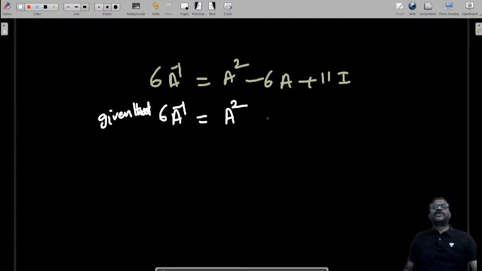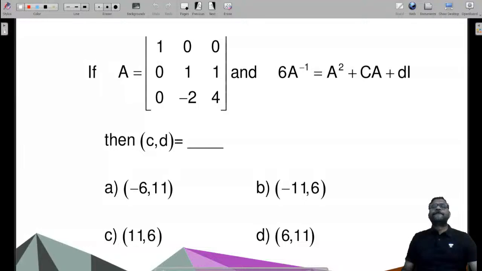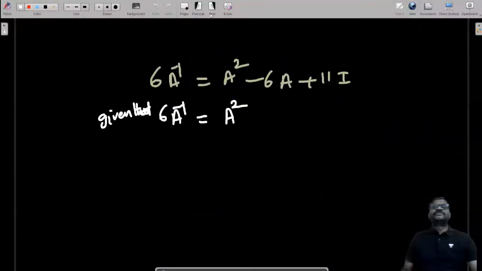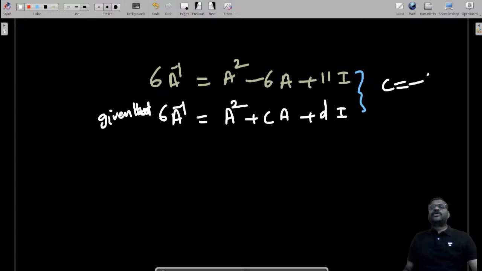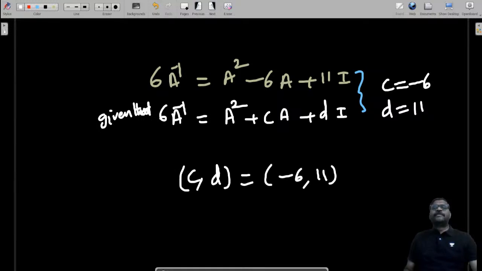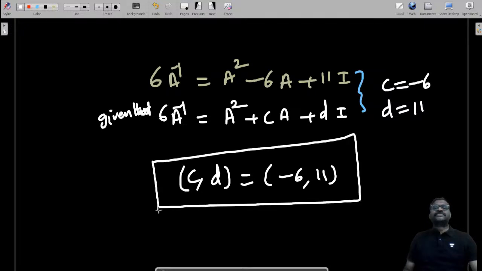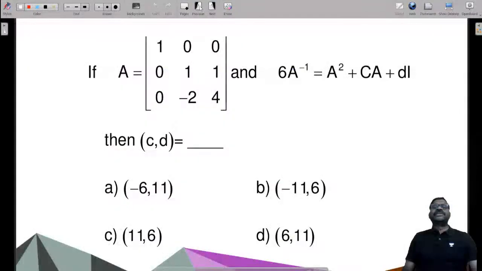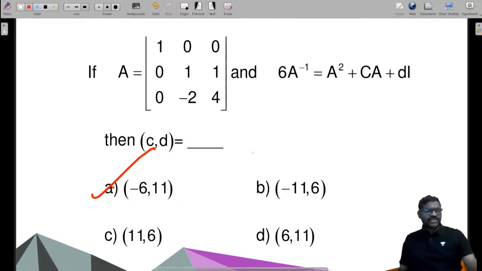Given in the data, 6A inverse equal to A square plus cA plus dI. By comparing these two, we can conclude that the value of c is minus 6 and the value of d is 11. Therefore, c comma d is minus 6 comma 11. So the correct answer is the first option. Understood? Yeah, sure.